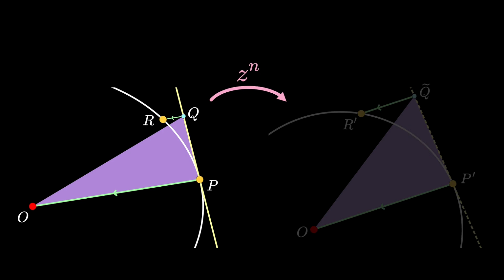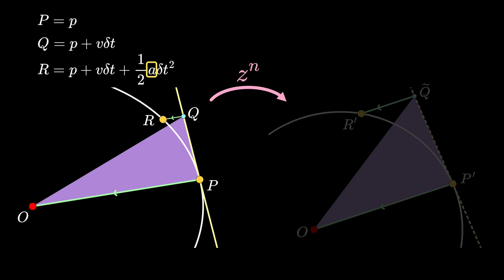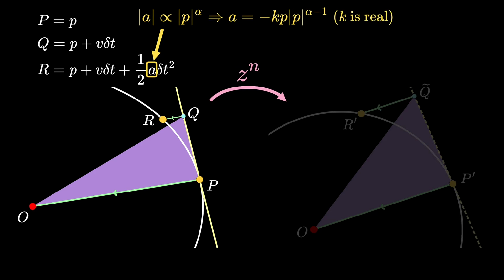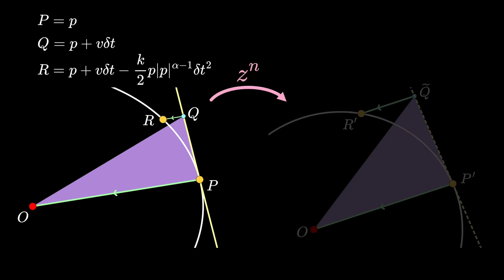We also start with these points P, Q, and R, but this time the acceleration is proportional to distance to the power alpha. So as complex numbers, the acceleration a is negative kP times mod P to the power alpha minus 1. This is so that the direction still points towards the origin, while the magnitude is still proportional to mod P to the power alpha. Then we get this expression for the point R.